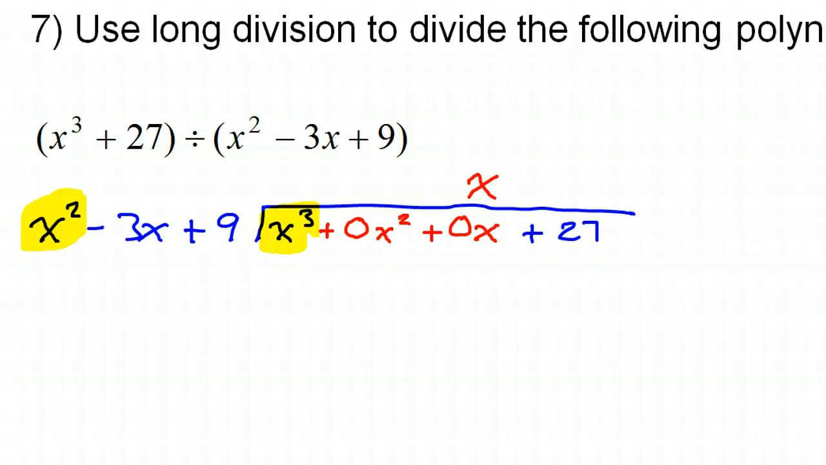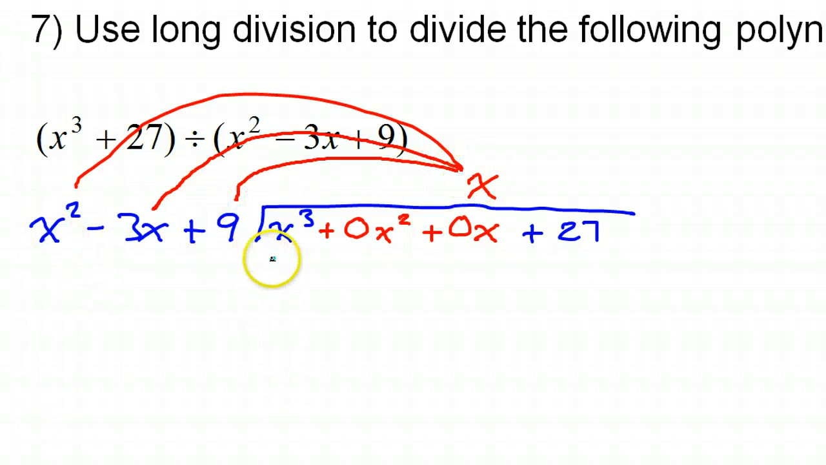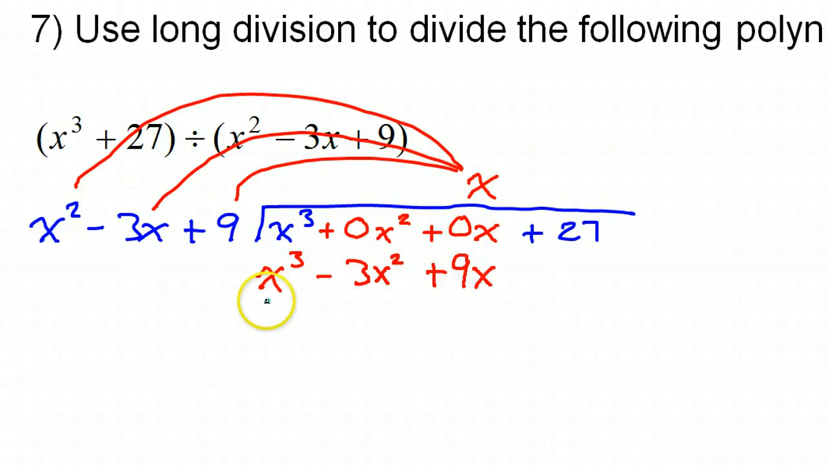Alright, now once you've done that, then you need to take this and do a distributive property with it. So I'm going to take this x and I'm going to do the distributive property like this. So x times x squared, that's x to the third power. X times negative 3x is negative 3x squared. X times 9 is 9x.